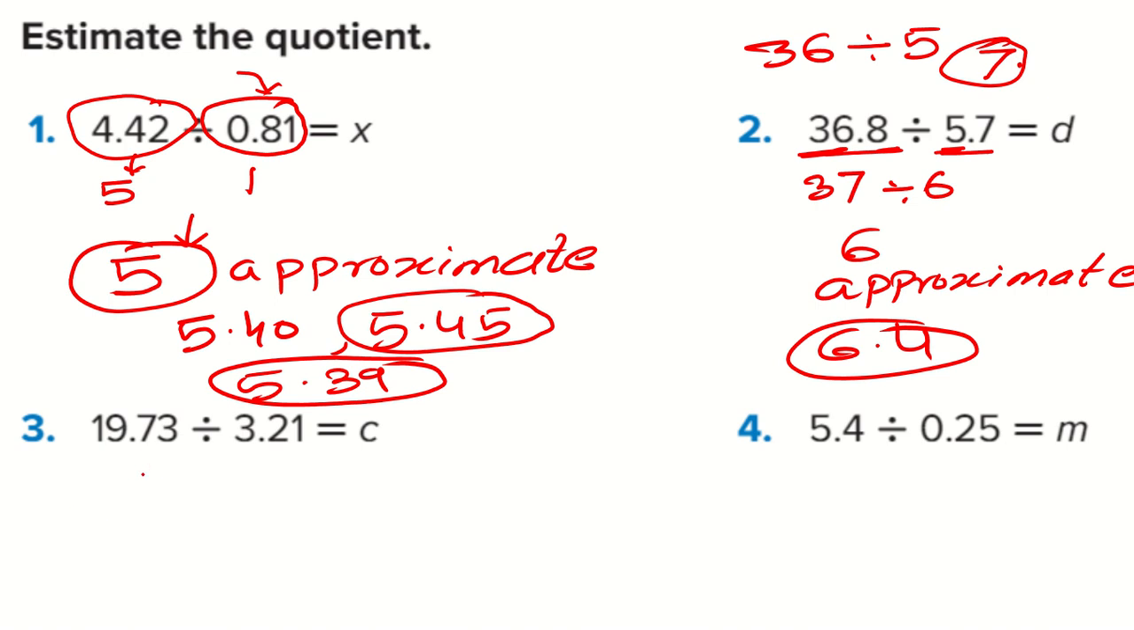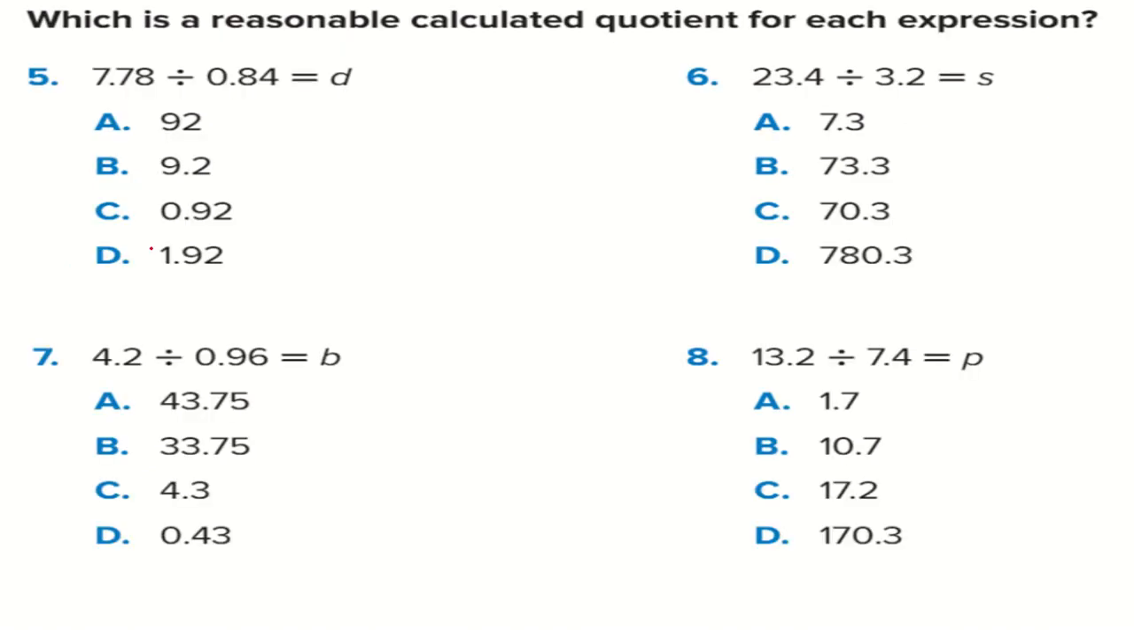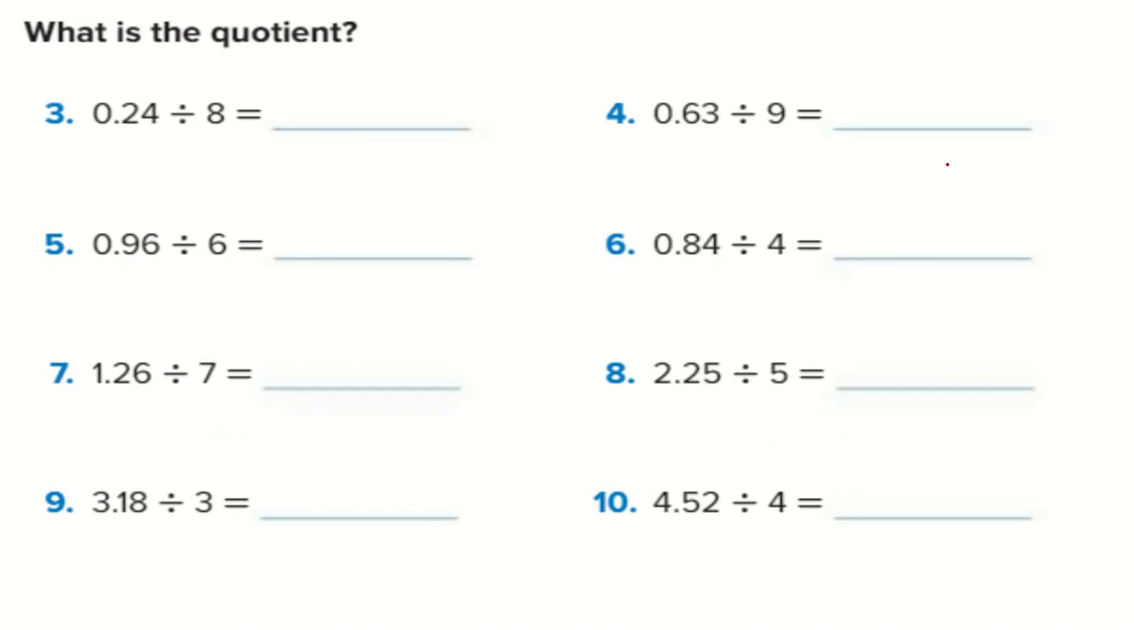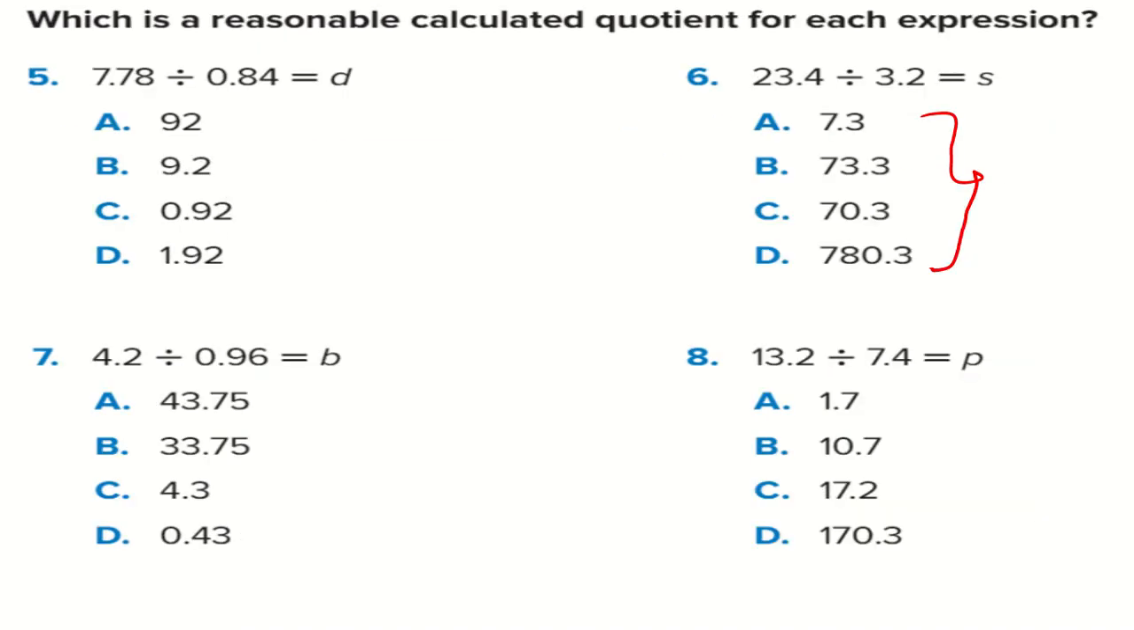Now with the same estimation, you can do these questions also, the same process. There will be no change. Now let's talk about this. Which is a reasonable calculated quotient for each expression? See, these choices, as I was telling you, will help you to understand the answer easily. Now let's see these questions in detail. The first example is 7.78 divided by 0.84.